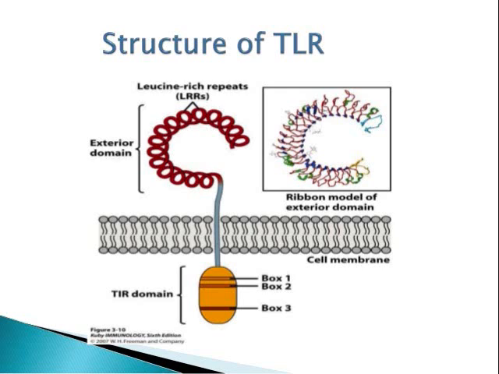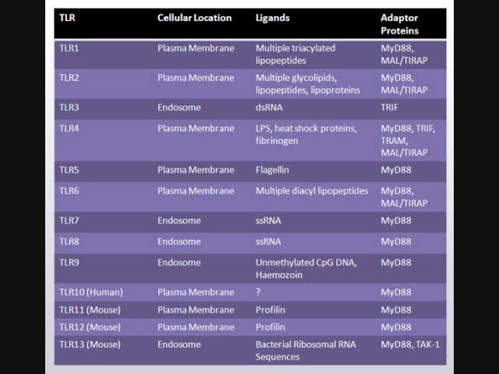So a number of TLRs have been identified, 10 in humans and 12 in mice. So 1 through 10 are found in humans. 1 through 9 are found in mice. A homologue of TLR10, which is found in humans, is also found in mice. And 11, 12, and 13 seem to be exclusively in the mouse model.